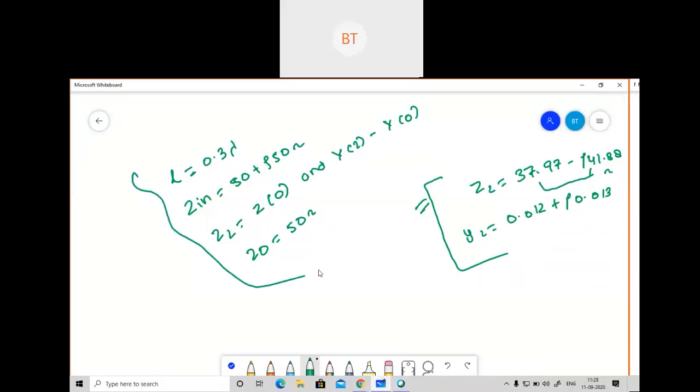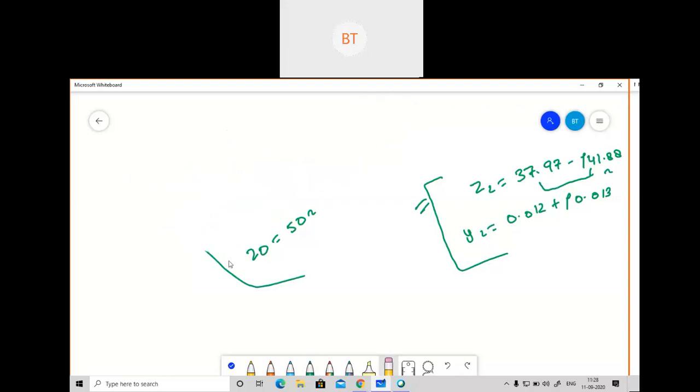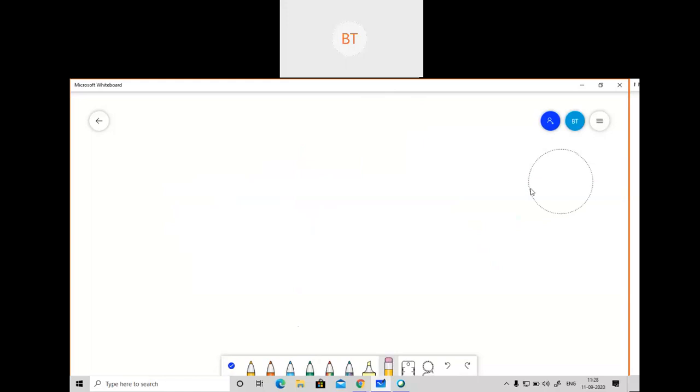So this was the problem. First of all, in any question, we need to draw the diagram. If we draw the diagram, most of the things will be clear to us. So we will make the diagram here. This is the transmission line which is given to us.